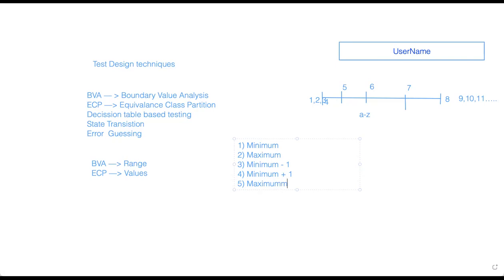Maximum minus 1. Maximum is 8. And what is 8 minus 1? 7, which is valid. 8 minus 1 is less than 8, so it should pass.